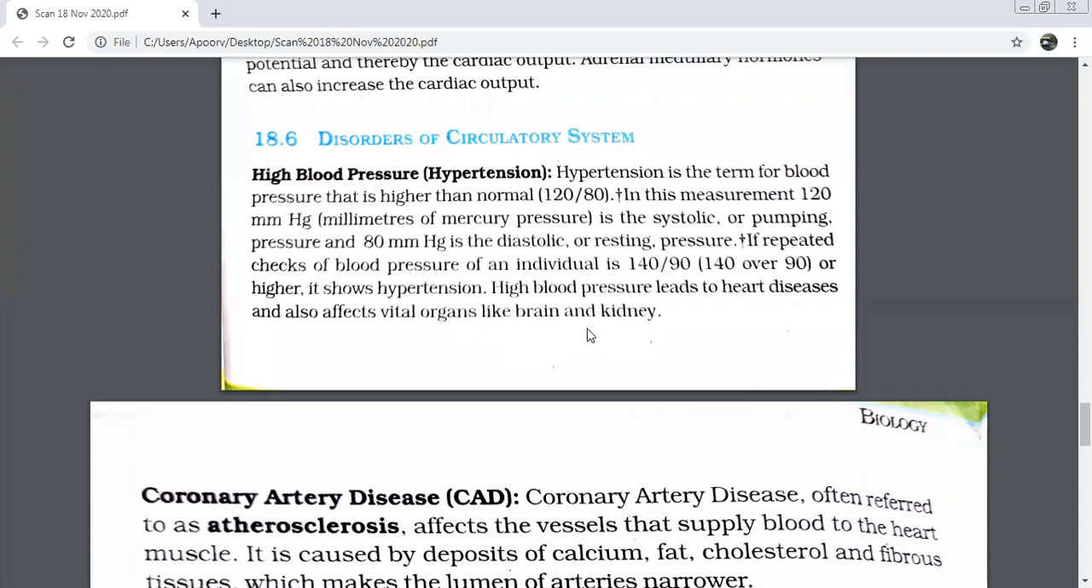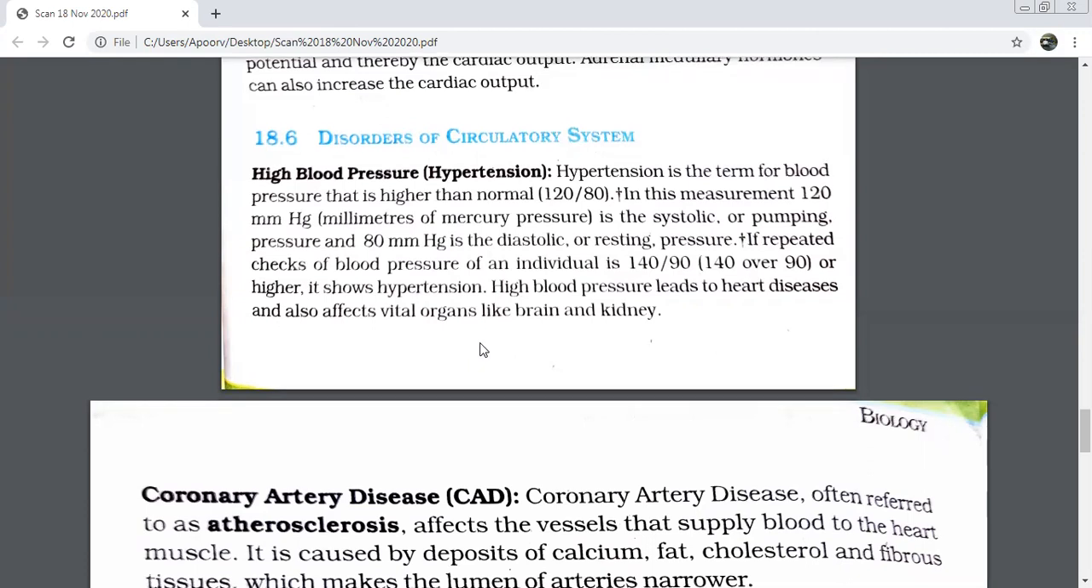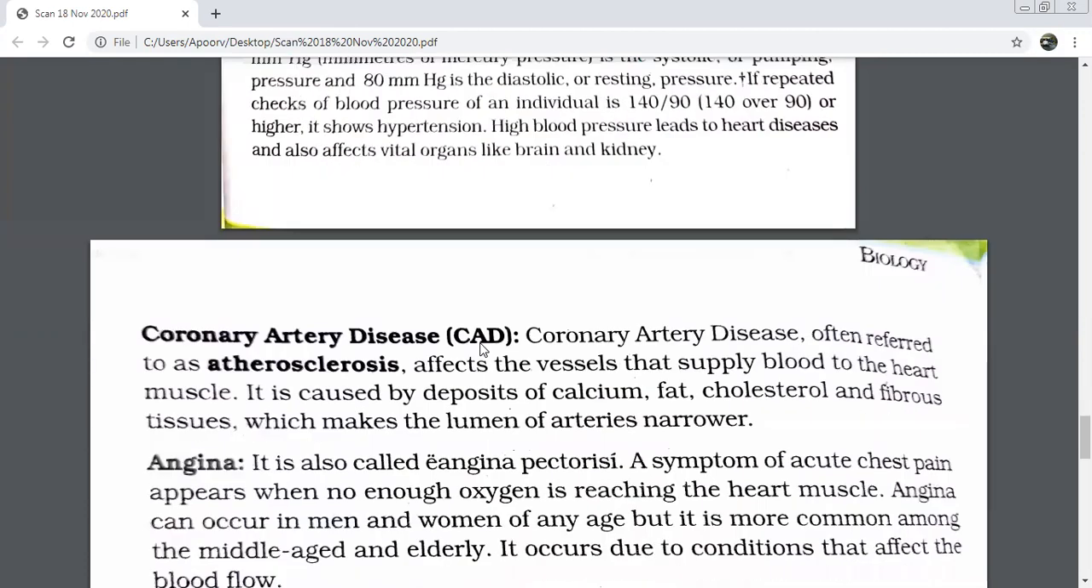Can you name the two organs very quickly? They are on your screen. Brain and kidney. So what is the normal value of BP, blood pressure? 120 over 80. Hg stands for mercury. And high blood pressure is called hypertension. Hypertension affects two main organs of the human body: brain and kidney.